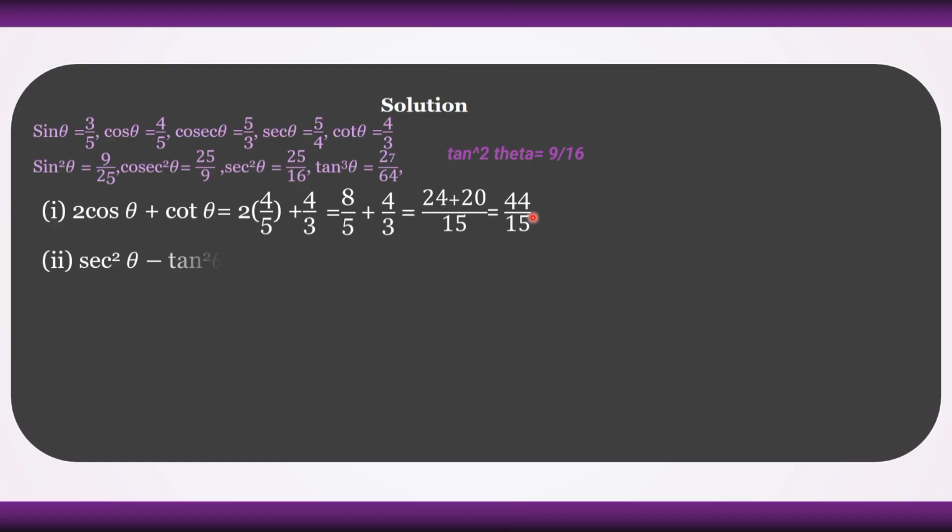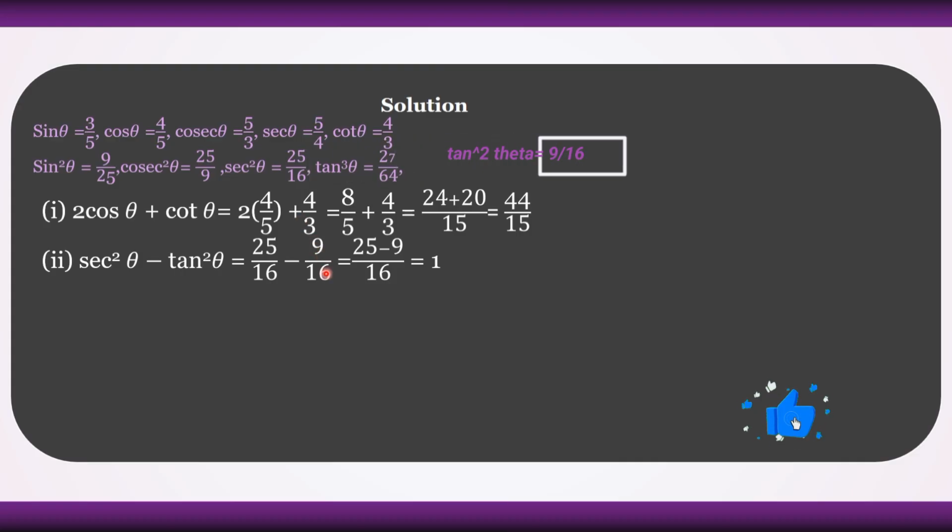Now we have the second question, which is sec square theta minus tan square theta. And what is the value of sec square theta? Sec square theta is 25 over 16 here. And tan square theta is 9 over 16. And we subtract it. Now they have common denominator, so you have your denominator as 16, then you can subtract the numerator, and you have 25 minus 9, and that will give you 16. 16 divided by 16, and you get 1.